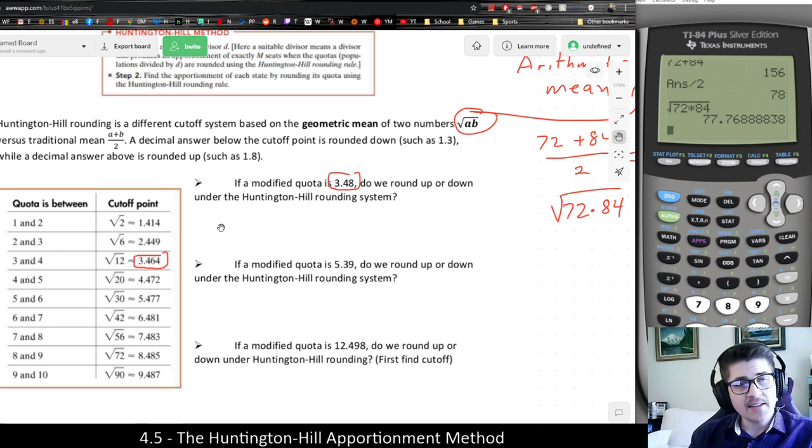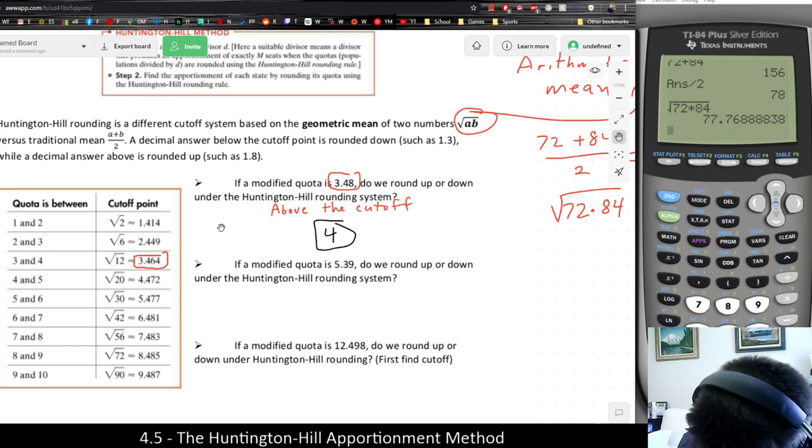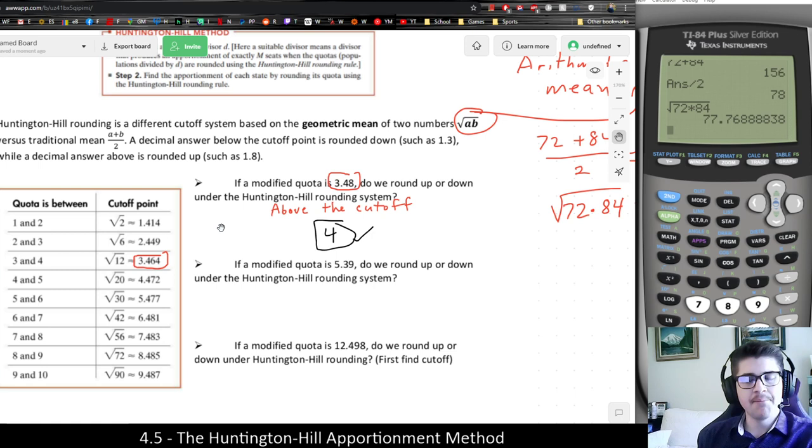How you choose whether to round it up or down is if it's above the cutoff point, round it up. If it's below the cutoff point, round down. So since 3.48 is above the cutoff point, let me just go ahead and note this. Above the cutoff, it's going to be rounded up, and that's how the rule works. So this 3.48 will round up to 4, and this will be the final apportionment if we're using Huntington-Hill rounding. And notice how that's different than conventional rounding for this specific case.